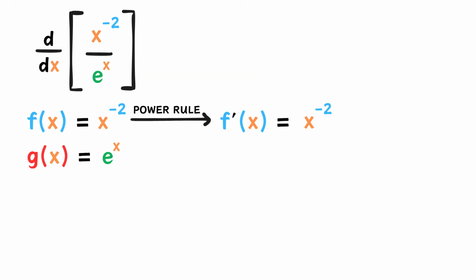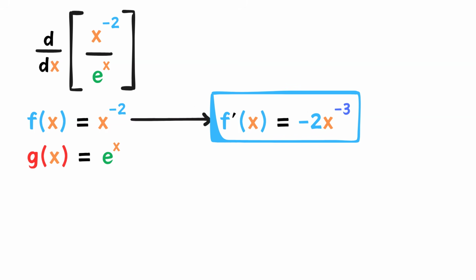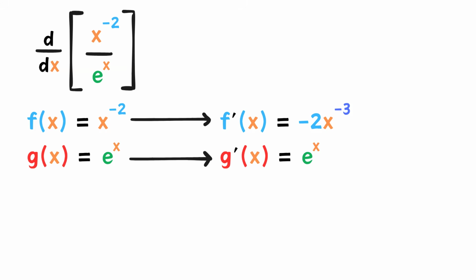Now, using the power rule, we know the derivative of f of x, or x to the power of negative 2, is just negative 2 times x to the power of negative 3. And what's the derivative of g of x? Well, the derivative of e to the x is just e to the x. Okay, now we have the functions and their derivatives.